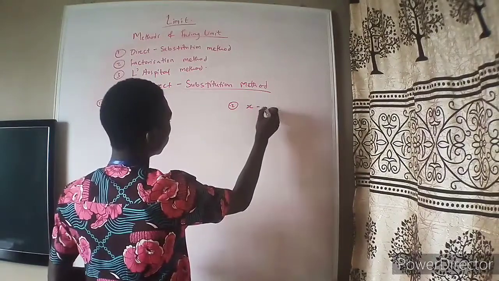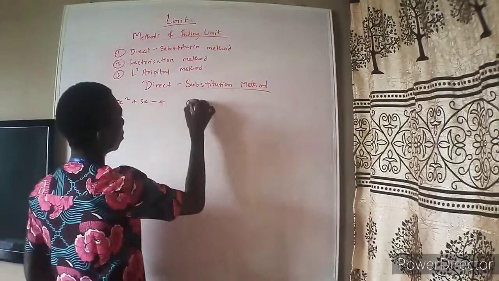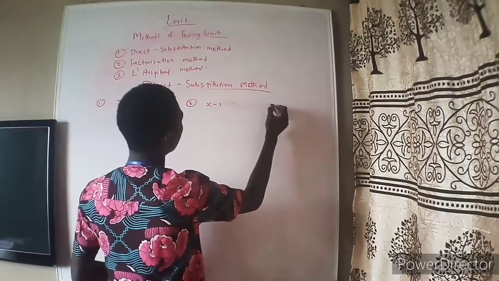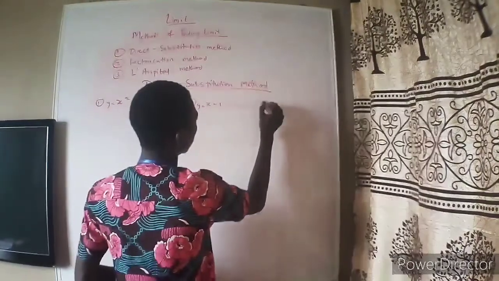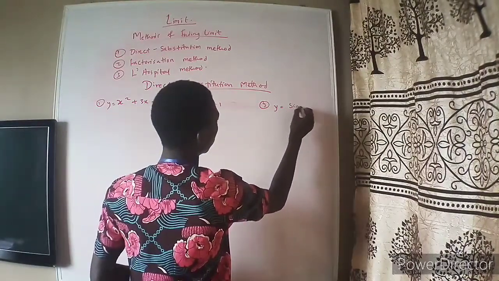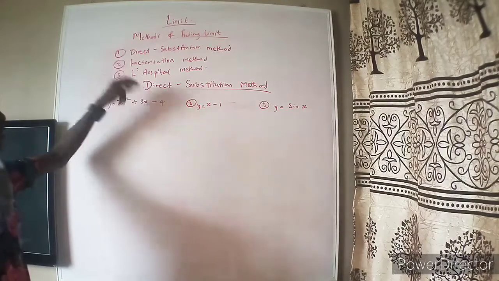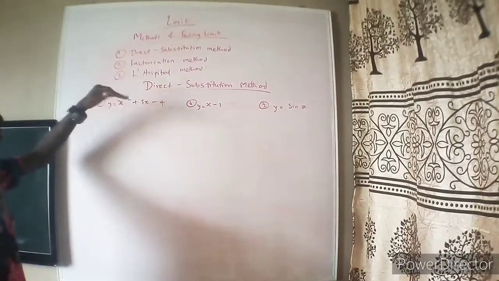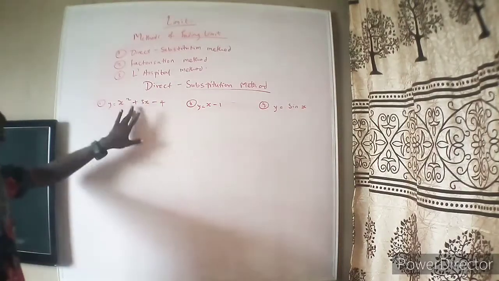Questions like x minus 1. Questions like, if y equals this. Questions like y equals sine x. They are all linear. It doesn't involve any denominator. So that's when this method can be used, the direct substitution method. This can be used for fractions too, but sometimes it doesn't work for all fractions. So that's just the way this is.